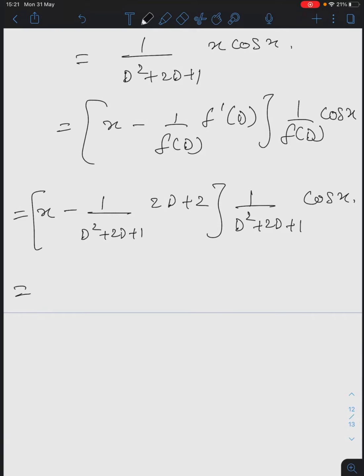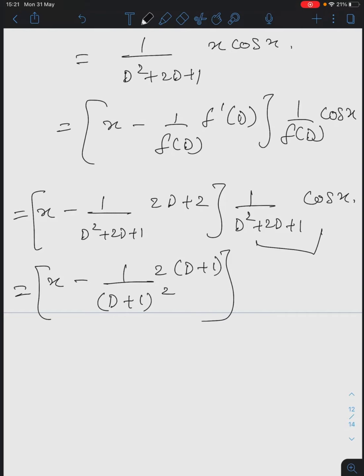Now, whenever you have cos ax terms, D square needs to be replaced with minus a square. Okay, so this one I am solving now. This is x minus, this is (D plus 1) whole square, and this is 2 times (D plus 1). So one of the terms can be cancelled. When I replace D square with minus 1 square, minus 1 plus 1 will be cancelled and I will be left with only 1 by 2D, cos x. Is it correct? Are you able to follow me?